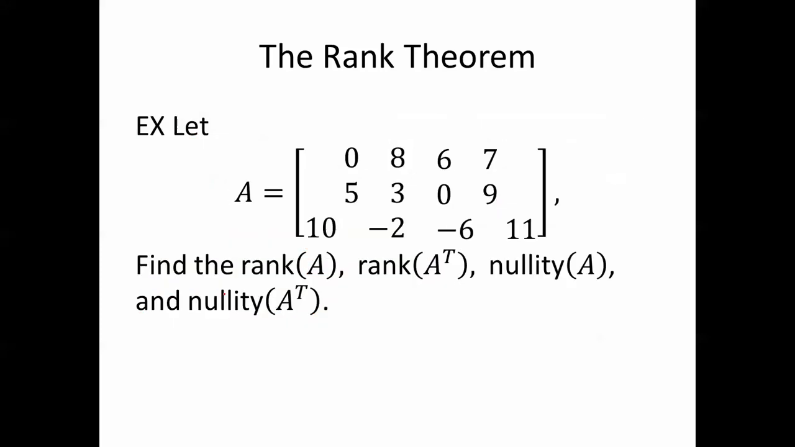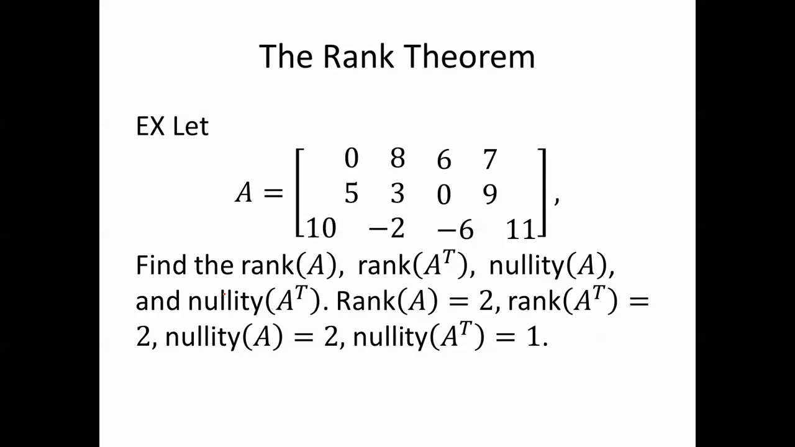Okay, let's let A equal this same matrix. Find the rank of A transpose, the nullity of A, and the nullity of A transpose. Okay, the rank of A is 2. We saw that earlier. The rank of A transpose has to be 2 as well. As for the nullity of A, again, all the variables are either leading variables or free variables. The rank of A is 2, so 2 of these variables are leading variables, which means the other 2 must be free variables. So the nullity of A is 2.